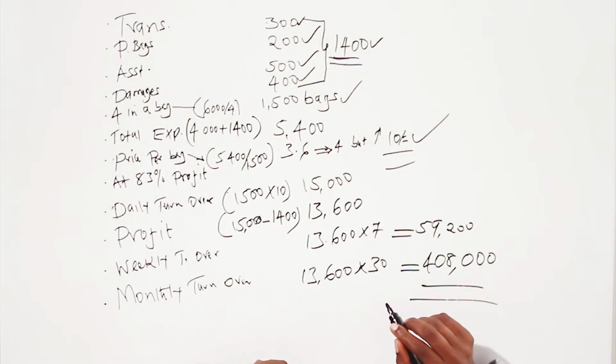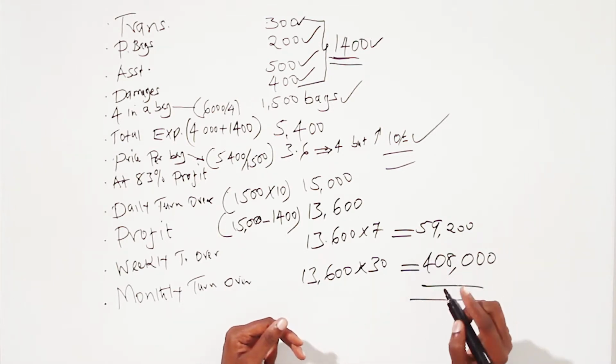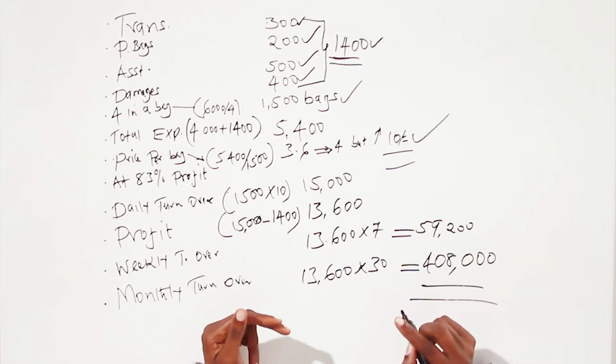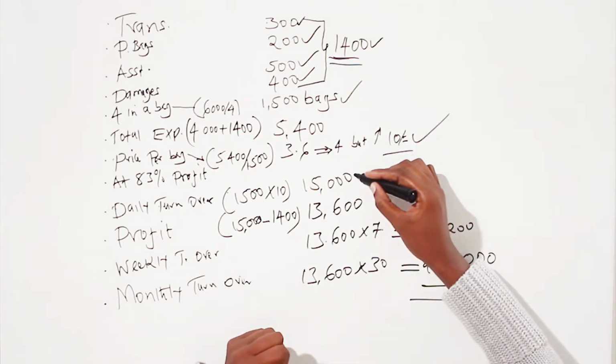Very good. Therefore we also need to determine the daily turnover of Mama Mboga at this new village called Opul. For us to determine the daily turnover, we need to multiply 10, which is the price per bag, by 1,500 bags, and this gives us 15,000 Kenya shillings.